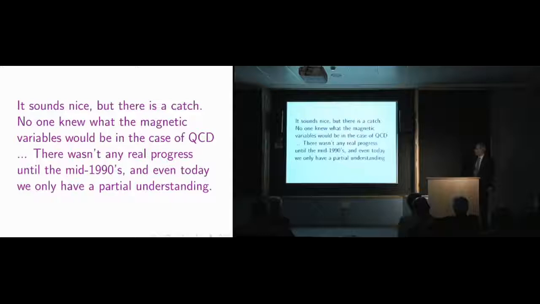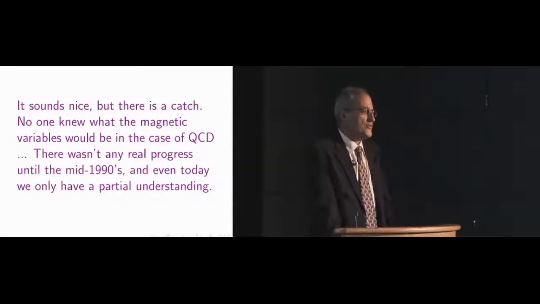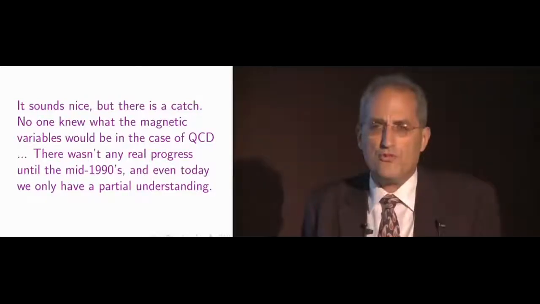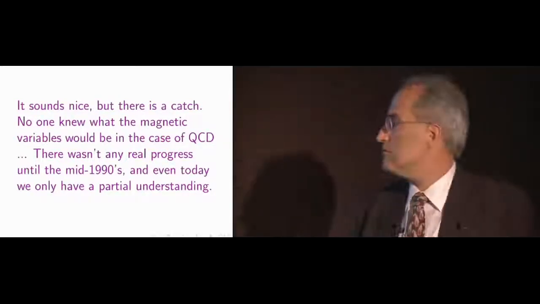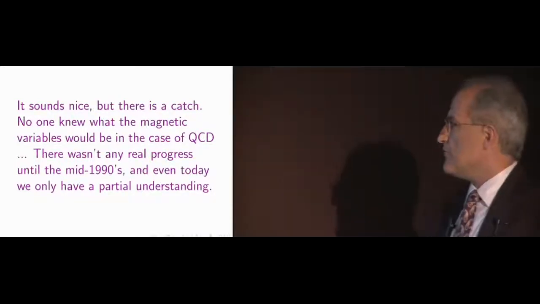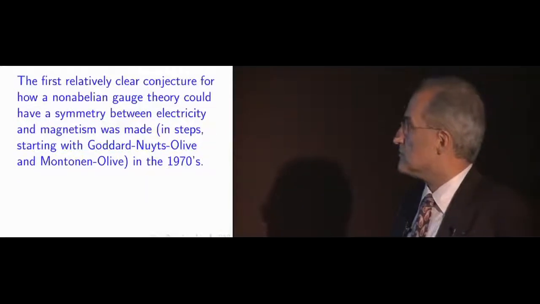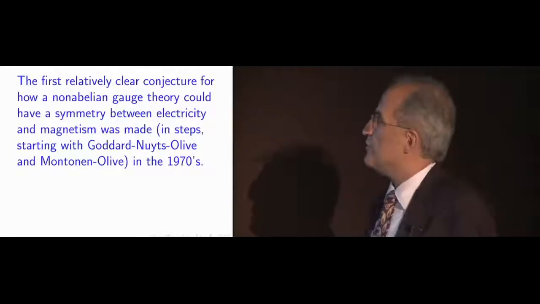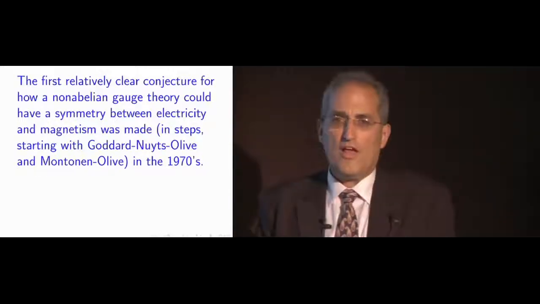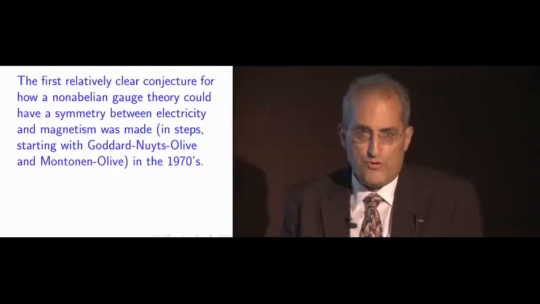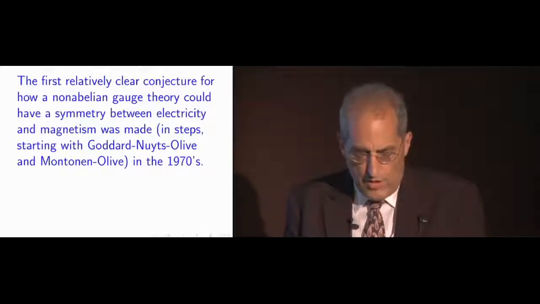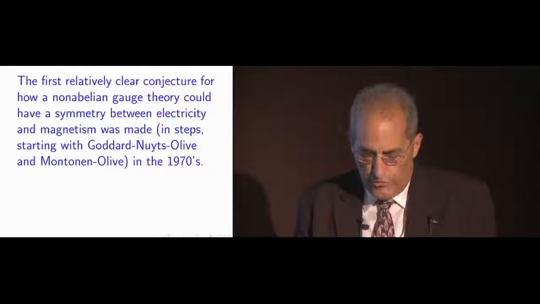There wasn't any real progress until the mid-90s, when progress came in connection with the things I'm telling you about, really, with supersymmetry and string theory. And even today, we only have a partial understanding. The first relatively clear conjecture about how a non-abelian gauge theory, like we use for elementary particle physics, could have symmetry between electricity and magnetism, started to emerge in the 70s and emerged in a series of steps.